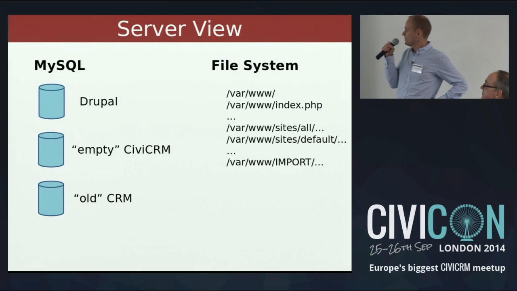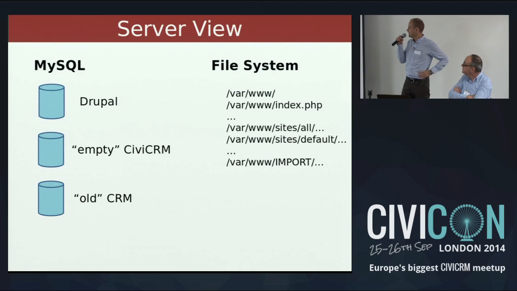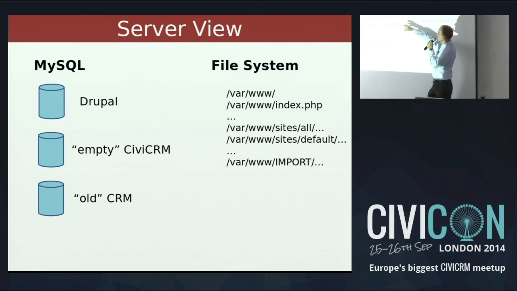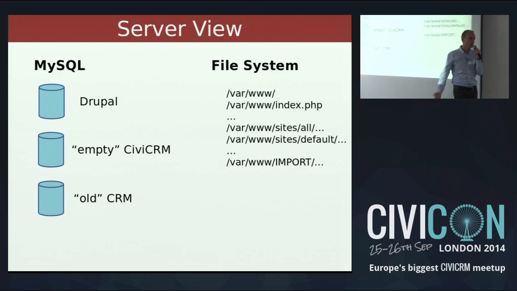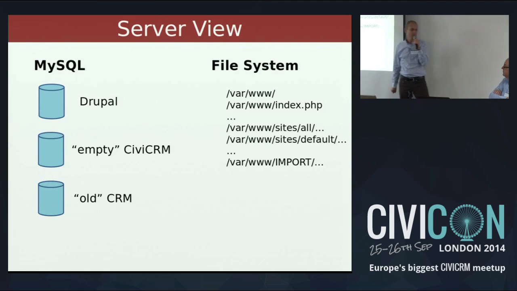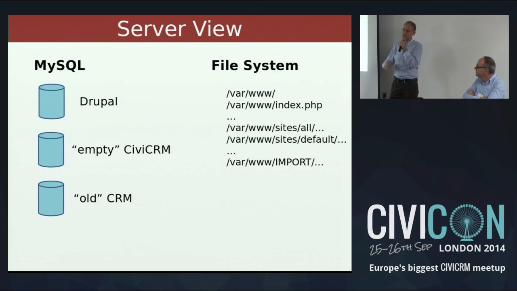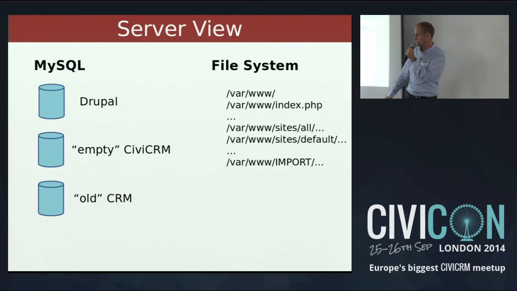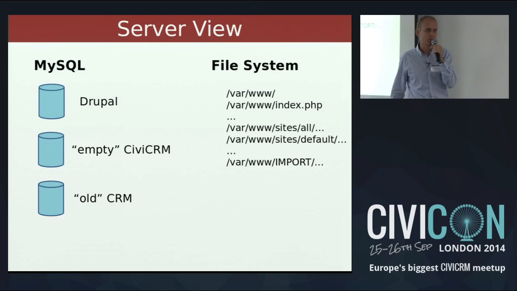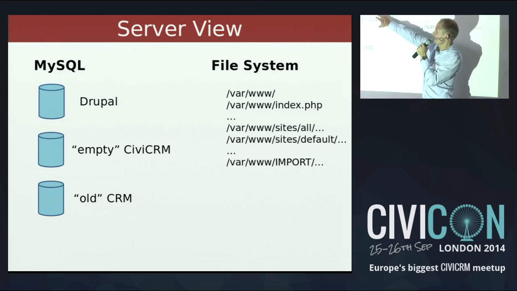When we look at our migration server, we had three databases. We had the Drupal database of the content management system. We had our empty CiviCRM database. That was our target database. And we had our source database, which was the old system. And so the goal of the migration was to copy the data from here to there.